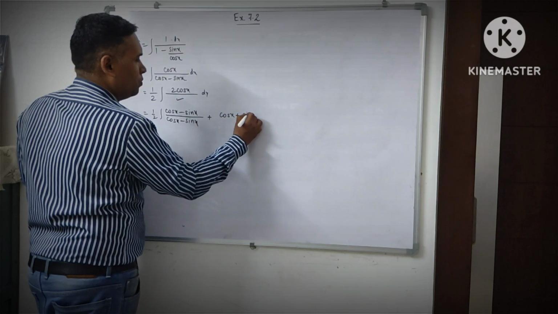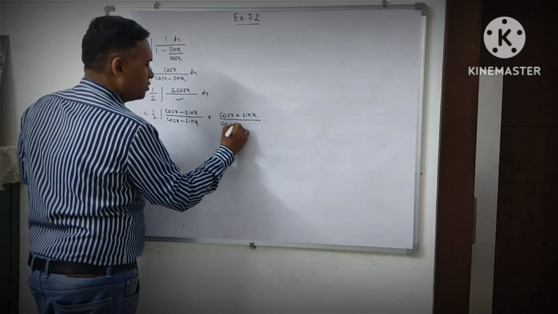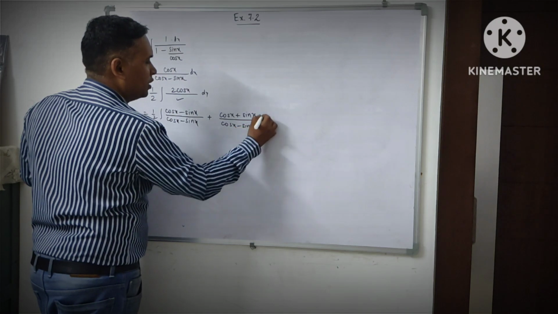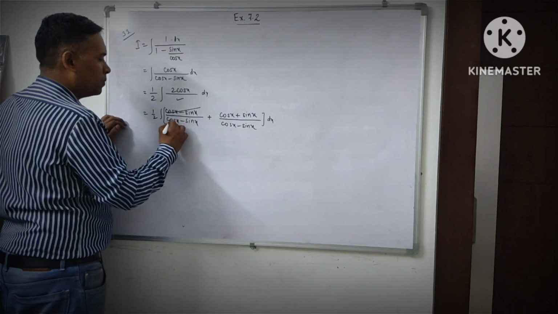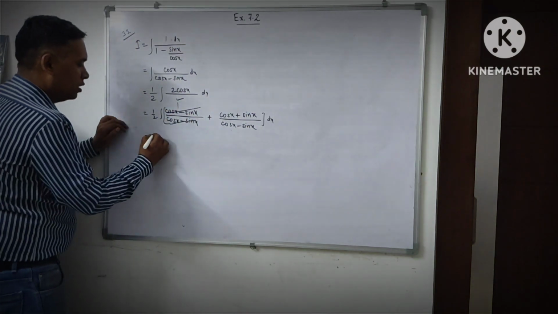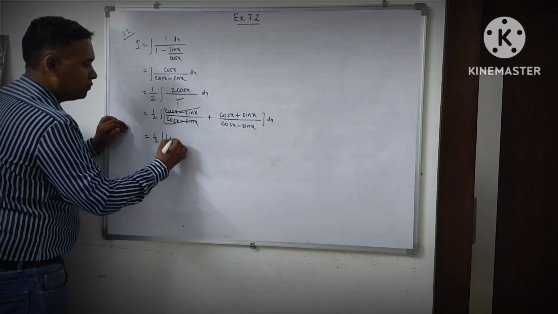The compensation would be plus sin x, children. In the denominator cos x minus sin x. Done. Now I can cancel this part and this part, it would be 1. So integration big bracket, this is 1.